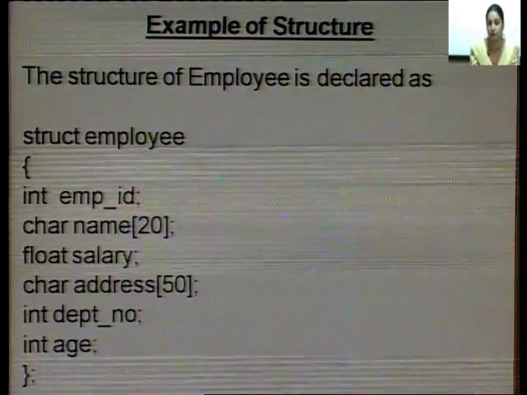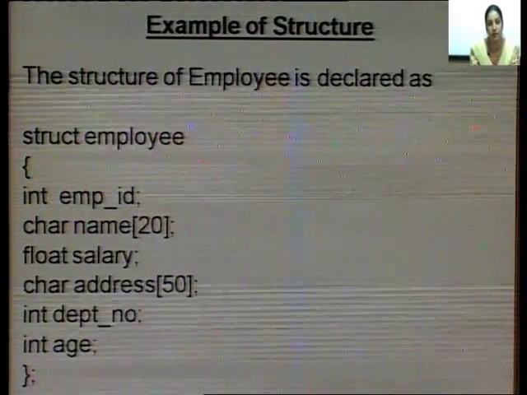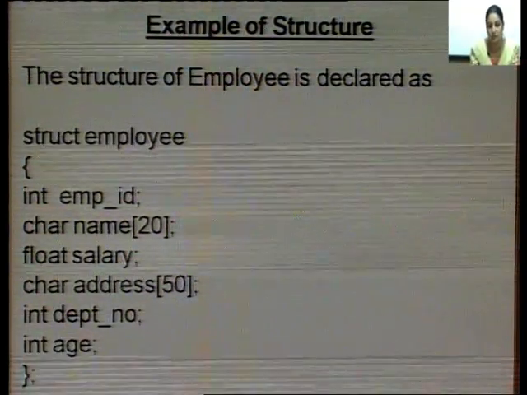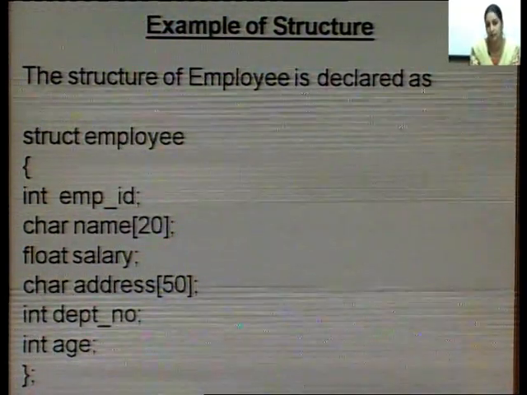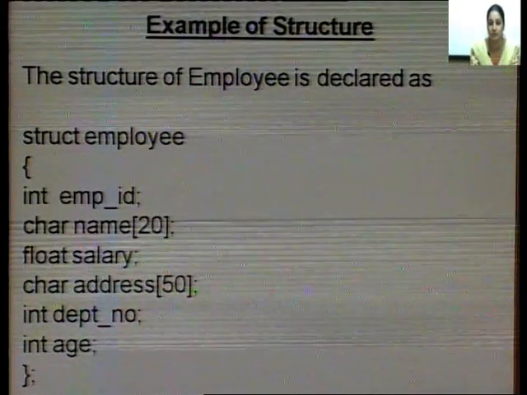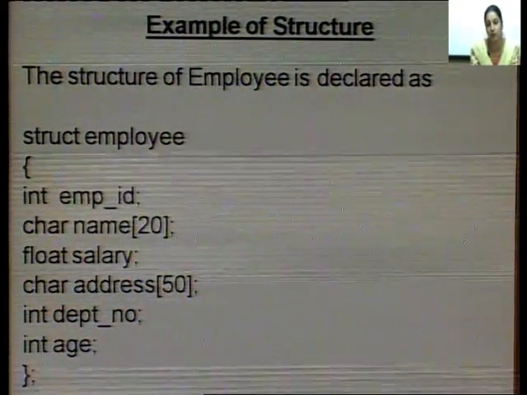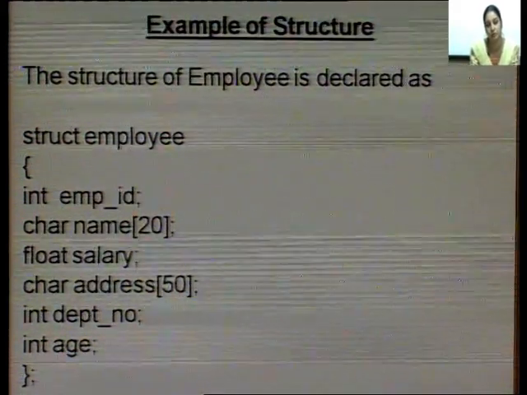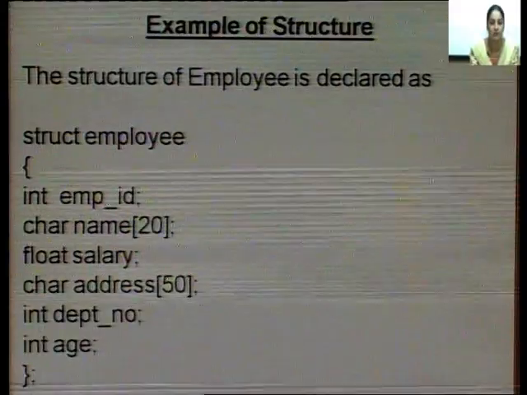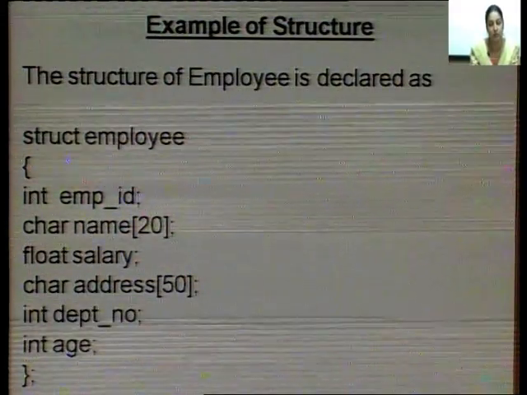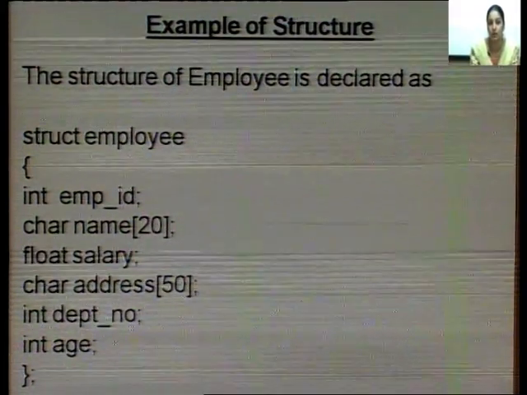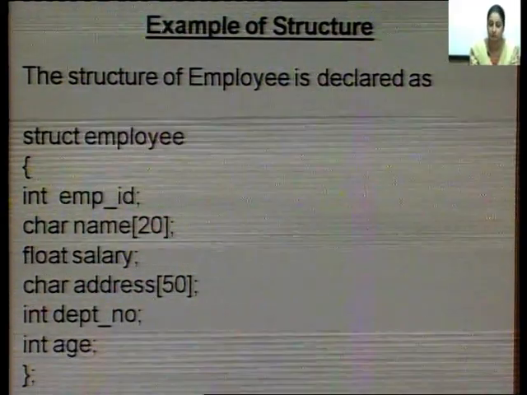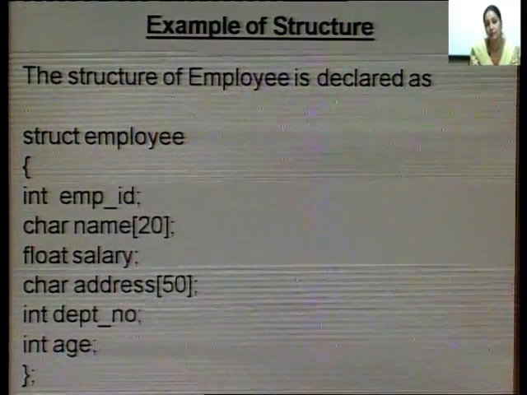After that I have given a name. For the name of the employee, I give char name[20]. This is an array of characters, that is a string, a string of 20 characters for the name. Then there is a float salary. Salary is a floating point number with a decimal, so it is given the type float. Then char address[50]. I have to store the address of the employee, so I give it under the name address, and it's an array of 50 characters.